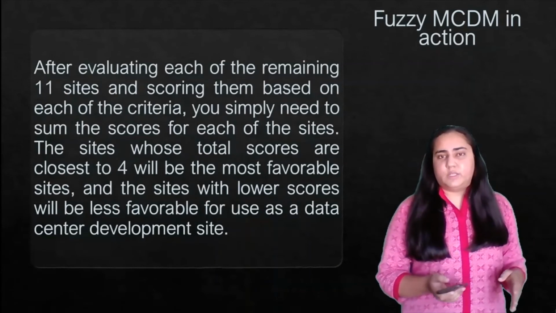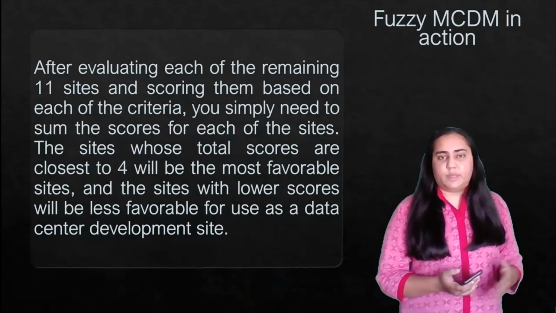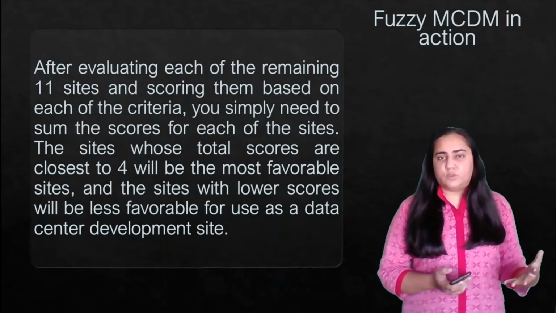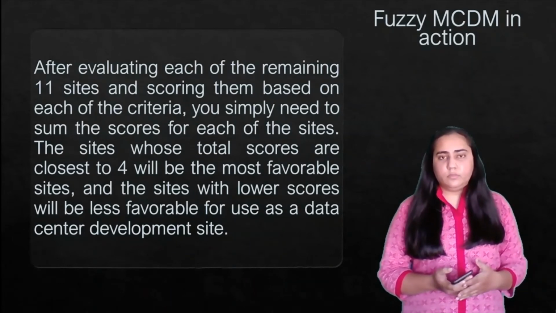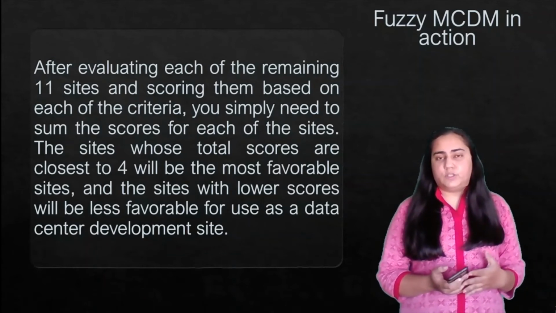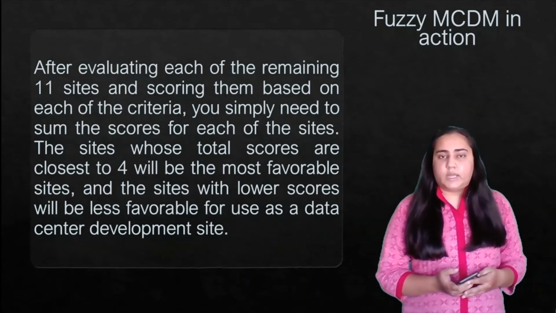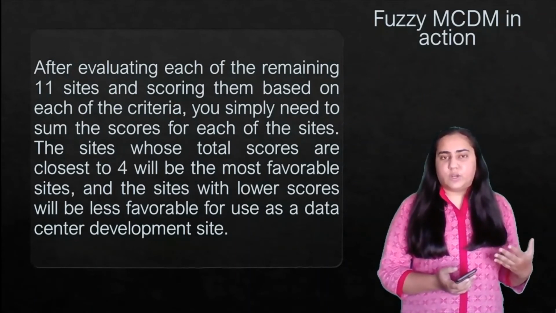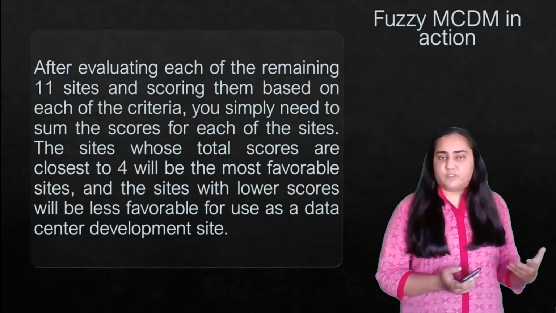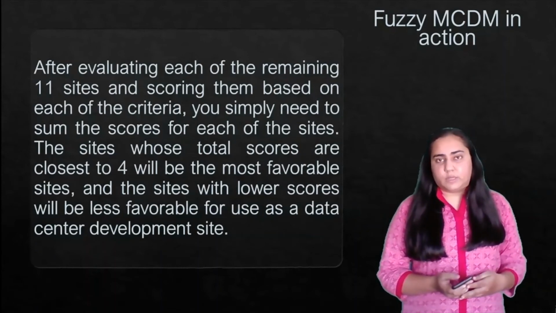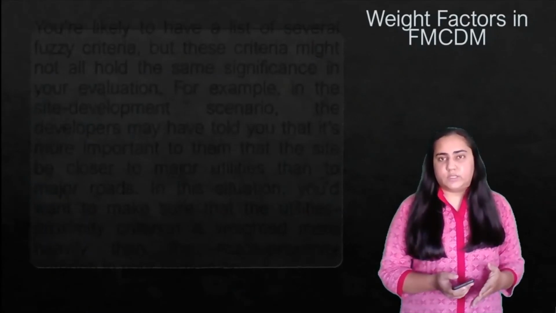Now, once you've evaluated all 11 sites and scored them based on the criteria, you simply need to sum the scores for each of the sites. There are 4 criteria, so you just sum them up and find the total score for each site. The sites whose scores are closest to 4 will be the most favorable, and the sites with lower scores will be less favorable as a data center development site. So this helps us narrow down our decision.